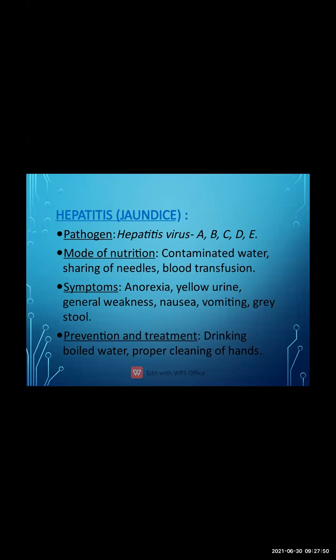Then what are the symptoms? Anorexia means loss of appetite. Then yellow urine, general weakness, nausea, vomiting, gray stool. All these things are seen in the symptoms of hepatitis. Then what is the treatment or prevention for this disease? By drinking boiled water or proper cleaning of your hands.